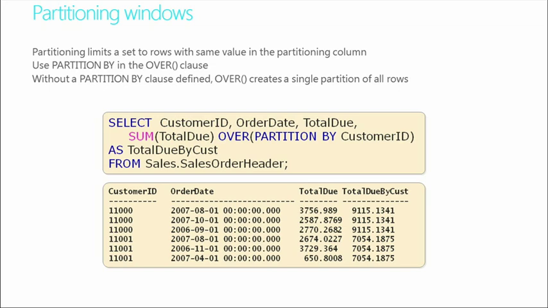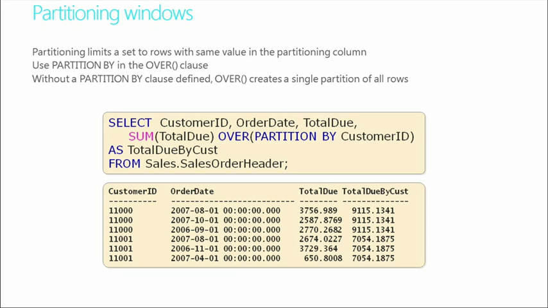So you'll see that customer ID 1100, order date August 1st, 2007. I was trying to read it the other way. Has a total due of 3756, but the total due by the customer is 9115. Now if you look, there's 3 rows here for customer ID 1100. The total due is 3756, then 2587, then 2770. If you add that up, you're going to see that those 3 values come pretty close to that 9115.1341 if you want to get down to the nano pennies or whatever that might be on the right side of that decimal point.